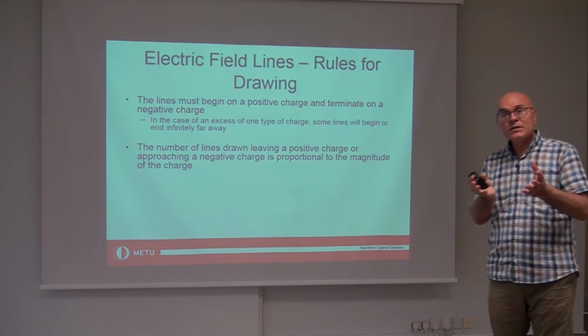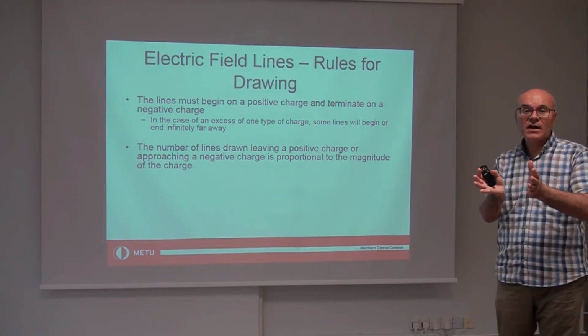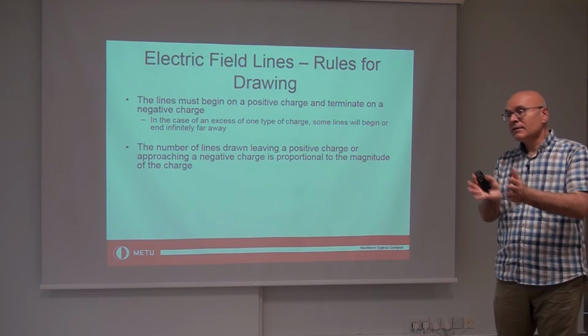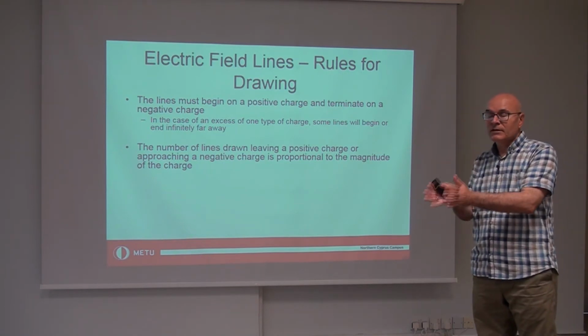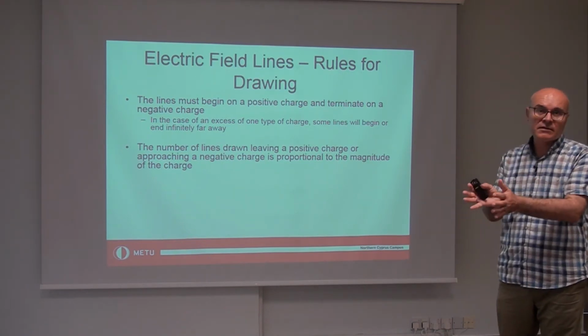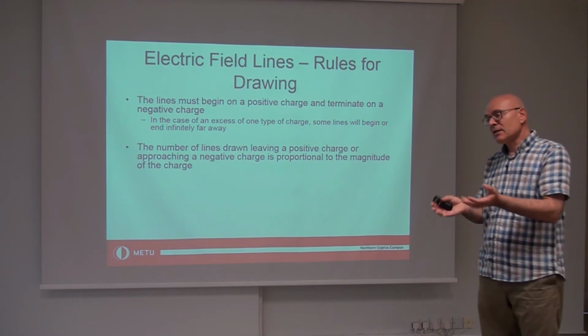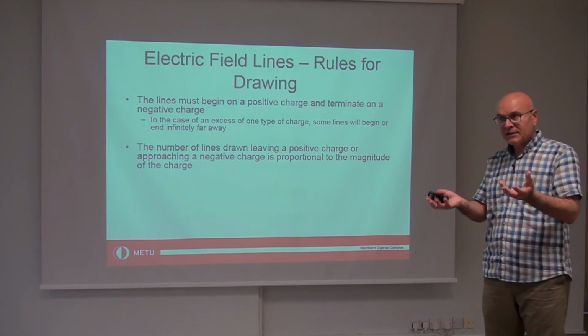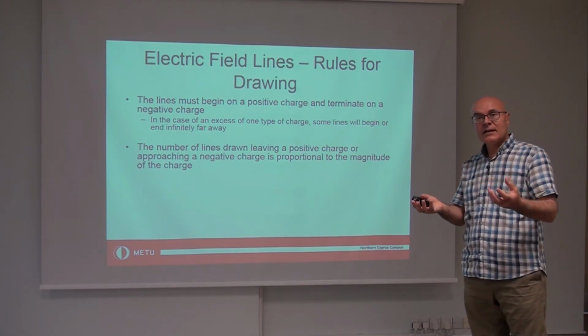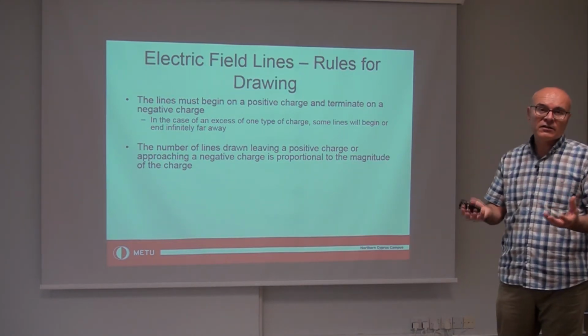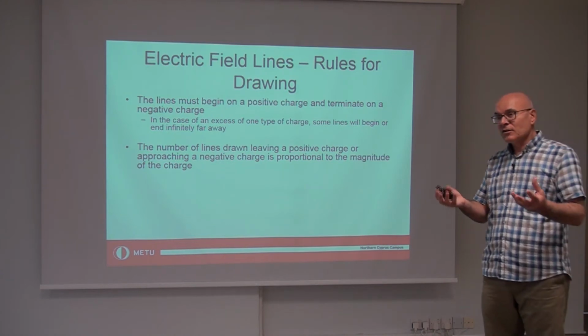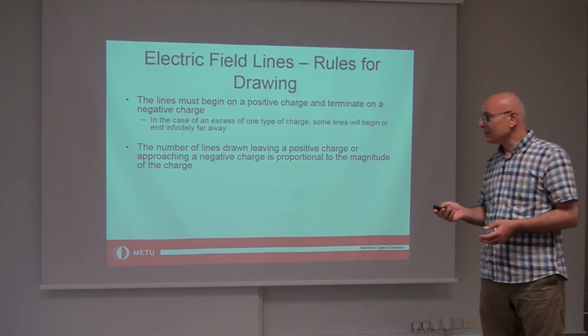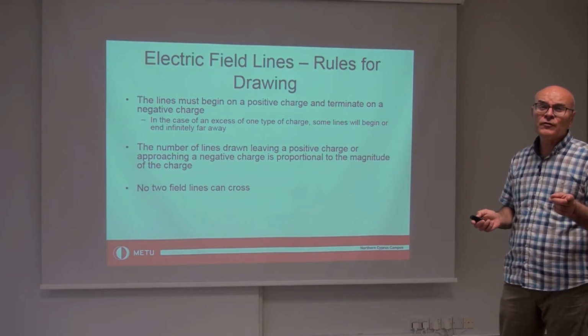There is no rule saying that if you have five lines leaving the charge, then this is this many coulombs. No, it is just that if you have two charges and you want to show that they are different in magnitude, then the number of field lines entering or leaving each of these charges gives you an idea about this. No two field lines can cross.